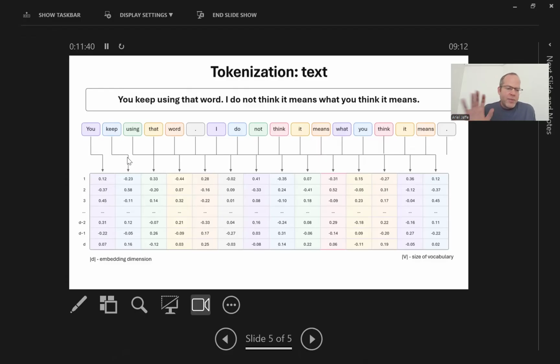And as I said, this matrix is learned during the training of the transformer in modern architectures. Okay, so this is the end of the first video, and that's it.